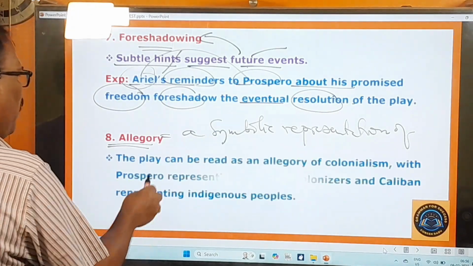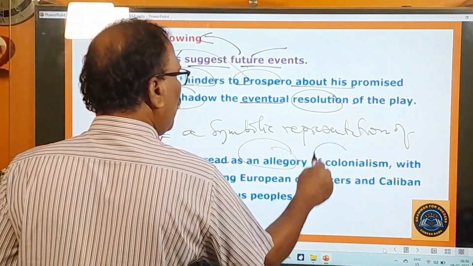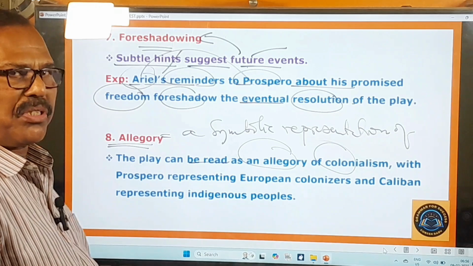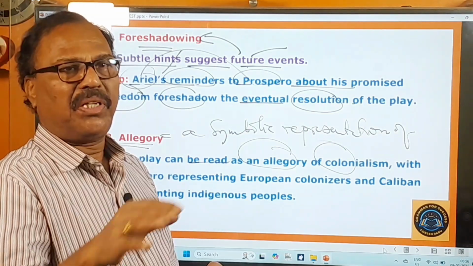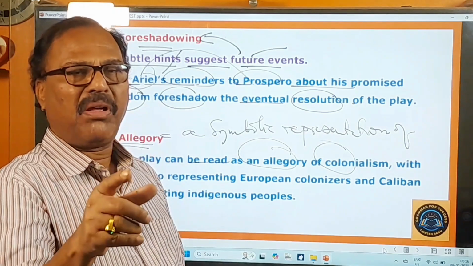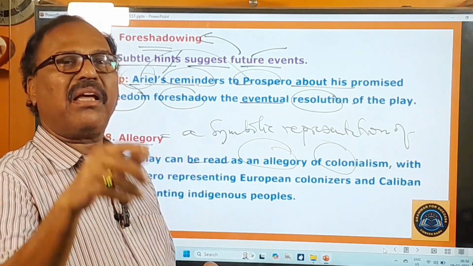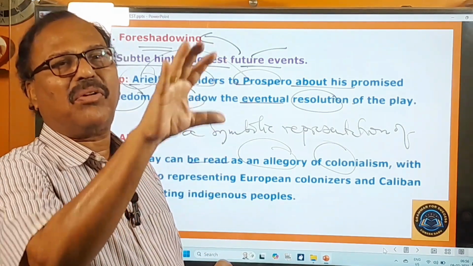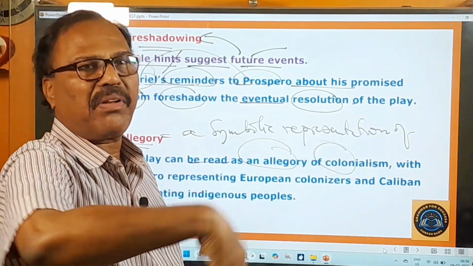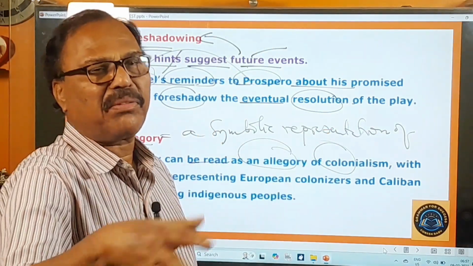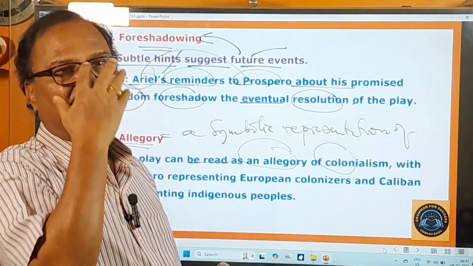So here the play can be read as an allegory of colonialism. Just now I have told you about this colonialism. What is colonialism? Colonialism is nothing but the domination of a people or some area by a foreign state. That is called colonialism. You know, the Britishers came to our country. They occupied our country and they ruled our country for more than 200 years or so.